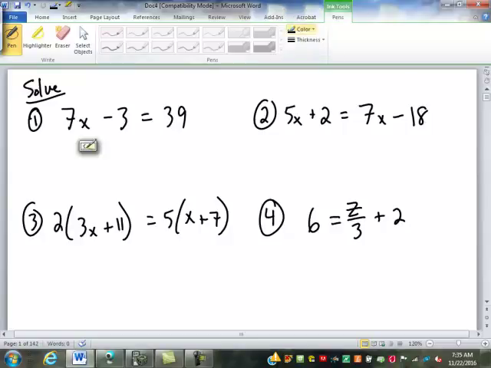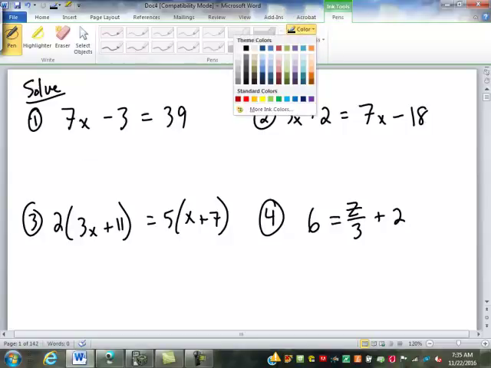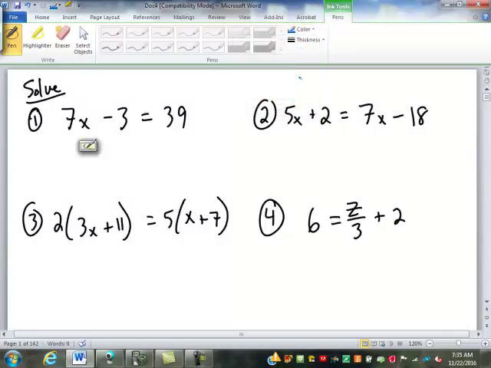Let's see how you did on these. So remember, the key to these is you're looking at figuring out how the equation was put together, how it was built. Remember, all equations start out as a variable equals a number. We're trying to get it back to that state.